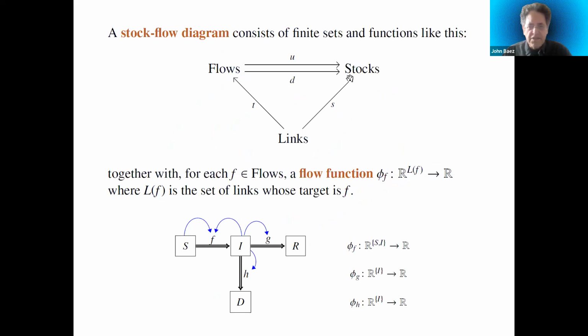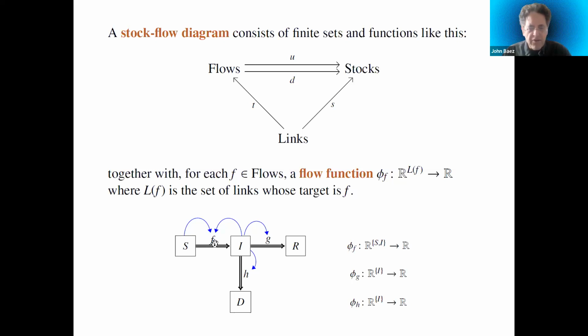There's a set of stocks, which are these boxes here. There's a set of flows, which are these big fat double arrows here. Every flow will have a source and target, but following the tradition in this community, we'll call them the upstream and the downstream. So this flow F has S as its upstream and I as its downstream. And then there are these blue arrows called links. The links will have a source, which is a stock, and a target, which is a flow.